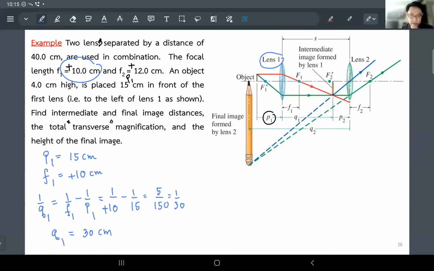Just like, don't have any confidence adding and subtracting numbers here. Okay, that's it. So that's your image location that you got from lens 1. Cool. So far so good.